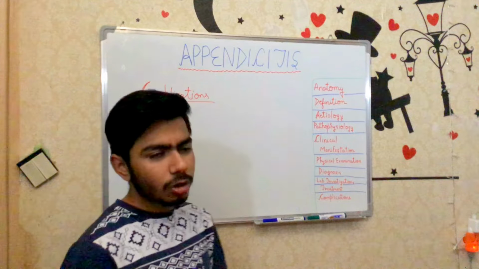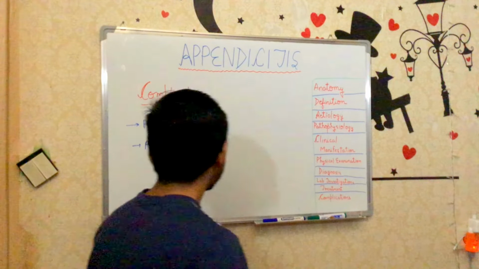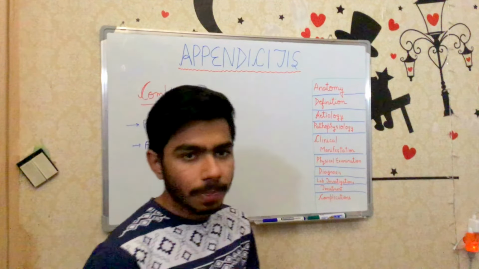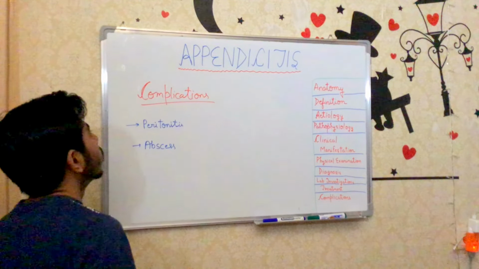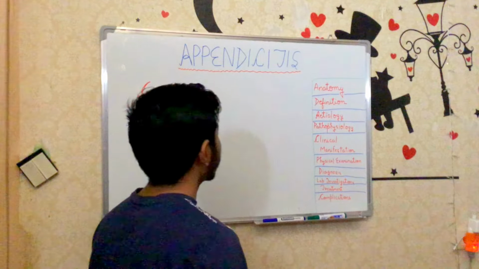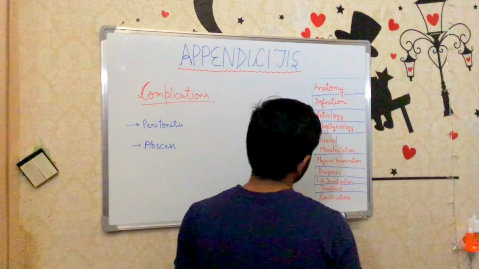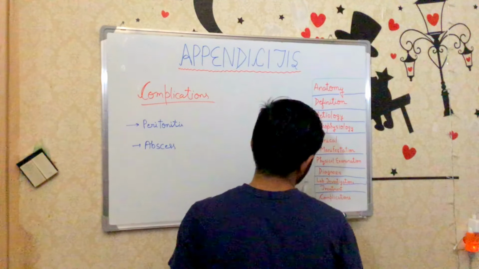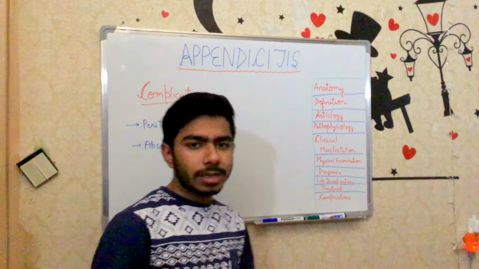So if there is rupturing of the membrane of the appendix, it can lead to peritonitis or abscess, which is not good, of course. So this was about the basics of appendicitis. We have talked about the anatomy, definition, etiology, pathophysiology, clinical manifestation, signs and symptoms, physical examination, diagnosis, lab investigation, treatment, and last, complications. So this was all about appendicitis.